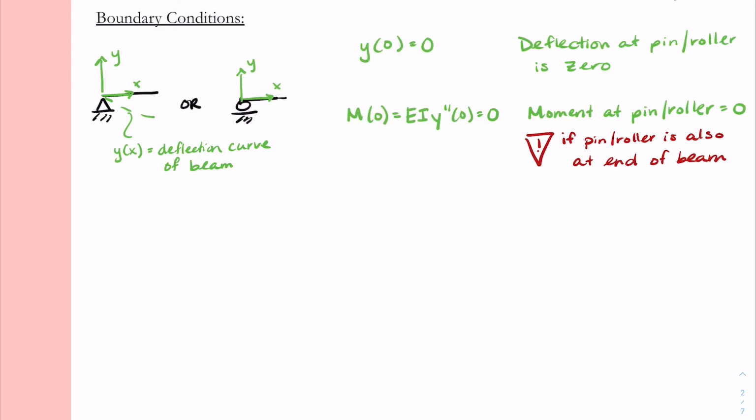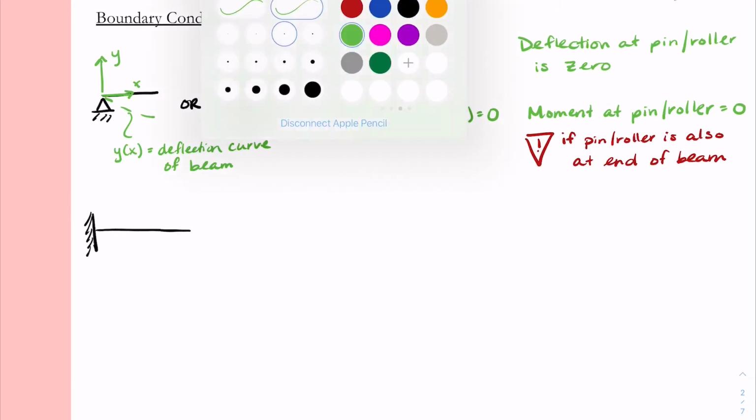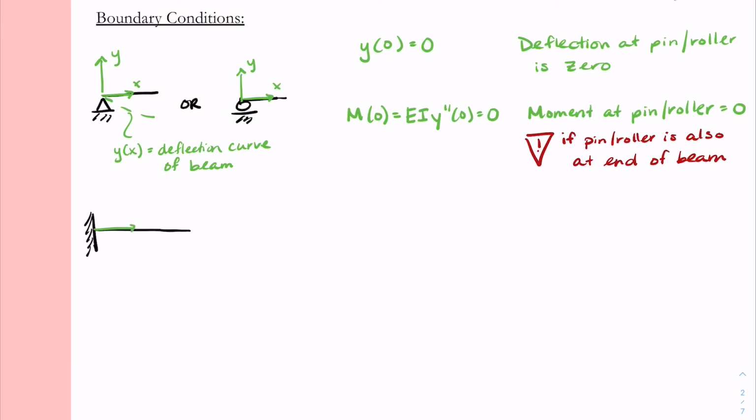Moving on, the next condition we'll consider is a fixed end. So when we look at a fixed end, we set up our XY coordinate system starting at the left-hand side. We know that the deflection at the fixed end is also going to equal 0. So the next boundary condition is y of 0 equals 0, and that just means that the deflection at a fixed end is equal to 0.